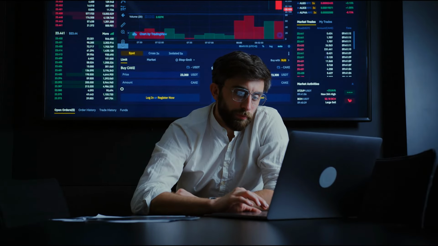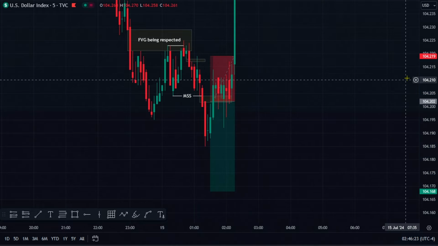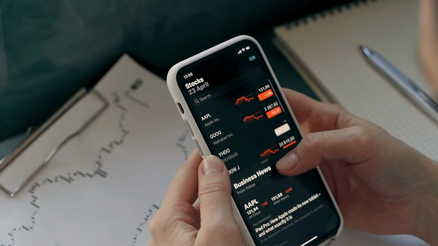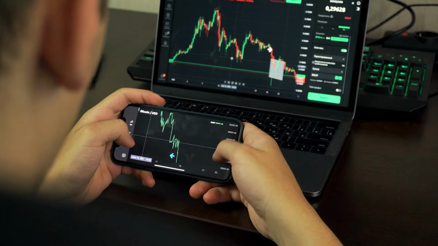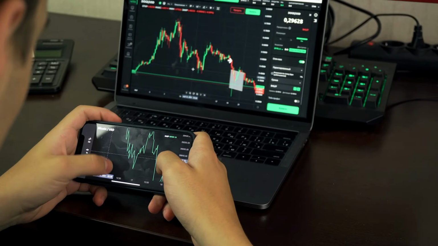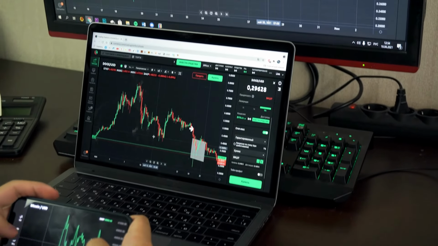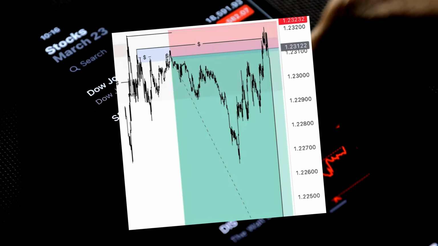I've been trading for over 3 years now, and let me tell you, it hasn't always been smooth sailing. I've had my fair share of losses, late nights, and moments of doubt. But once I discovered the unicorn model, everything changed. It became my go-to framework for identifying high win rate setups, and I've been refining it ever since. This isn't just another strategy, it's the backbone of my trading success.